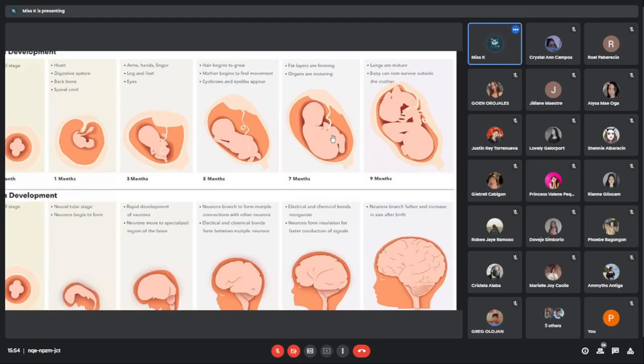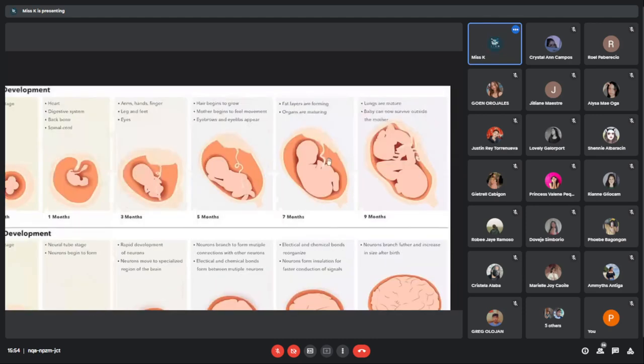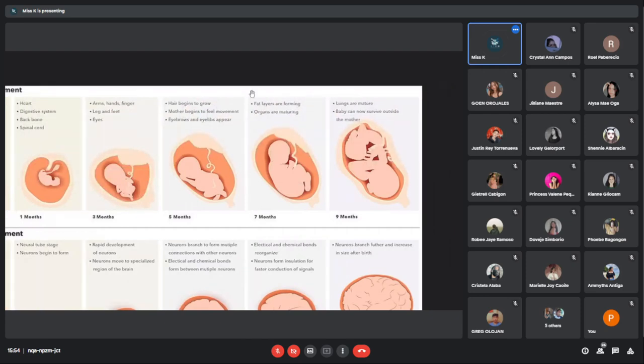Okay? Now, what if there is an emergency, a high emergency, at 7 months? The baby is delivered, because if you let it go past 7 months, the baby may die in the womb. So that is actually possible. And in most cases, it's better to deliver at 7 months than at 8 months. At least at 7 months, the organs are already starting to mature, and then the baby can continue to survive.